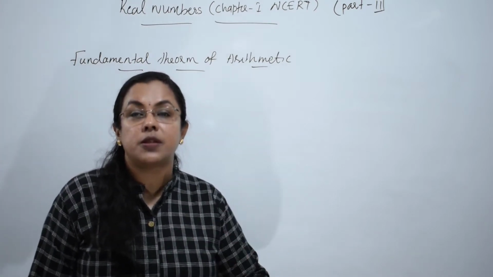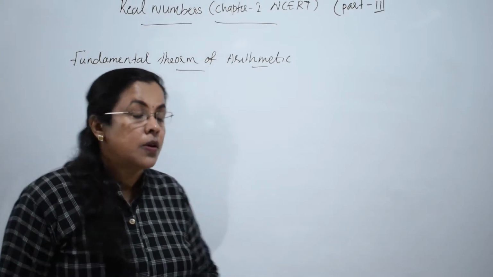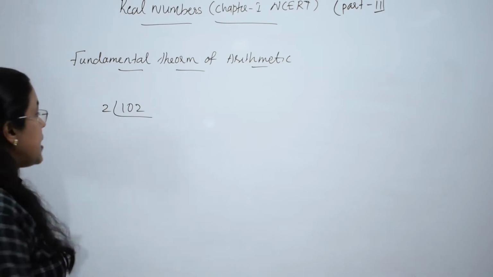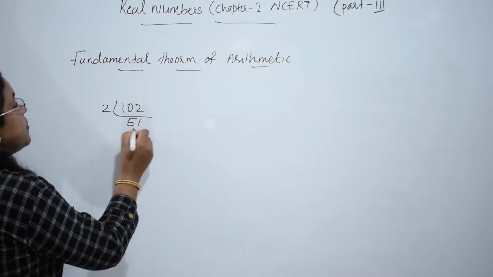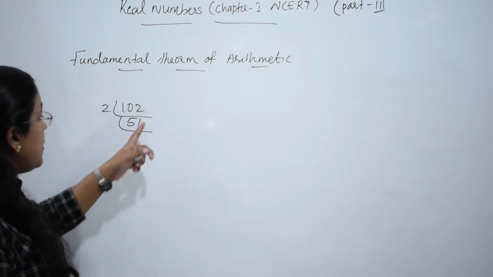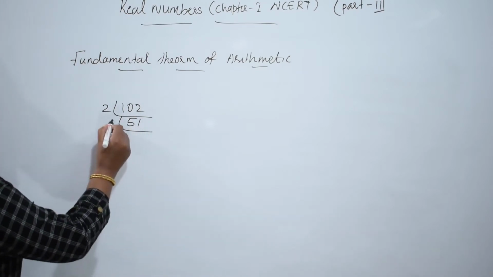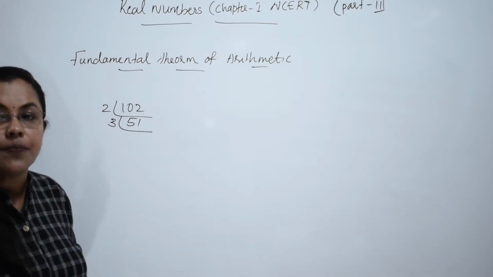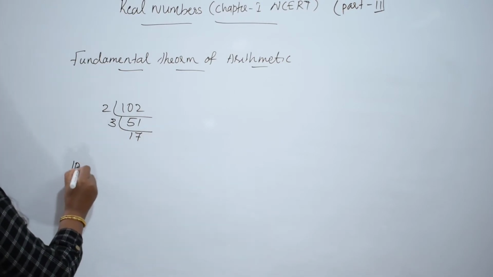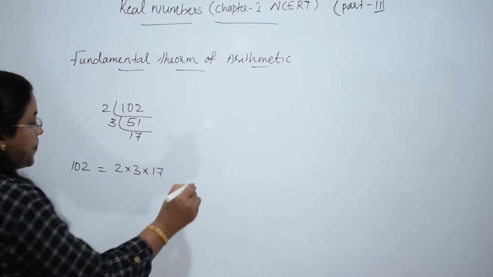We know how to factorize it using prime factorization method, isn't it? Since it is an even number, we can divide 102 by 2 and we get 51. Now, 5 plus 1 is 6, means it is divisible by 3. 3 17s are 51, means we can write 102 as 2 into 3 into 17.